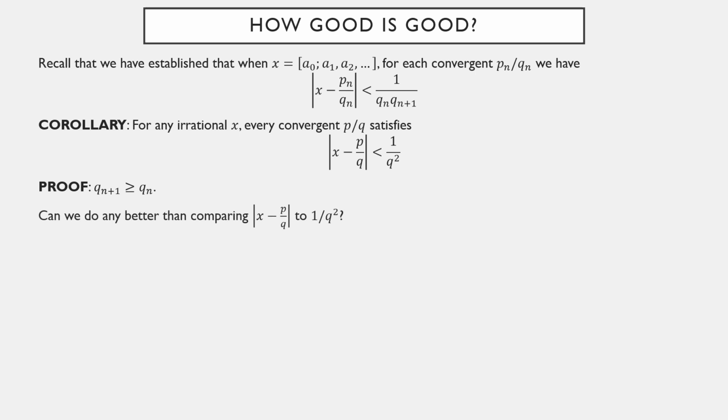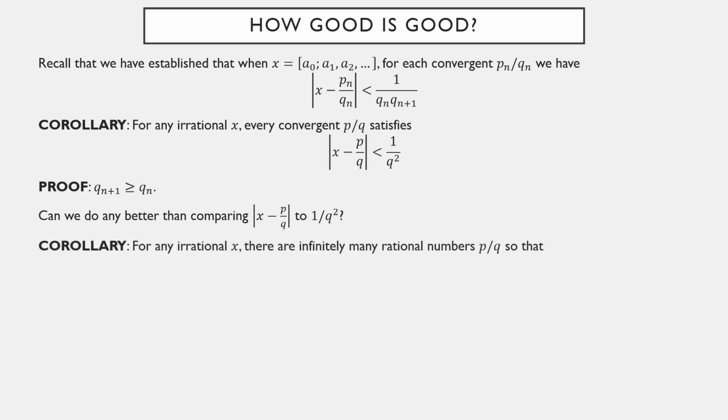But can we do better? Can we guarantee that for an irrational x, there are rational numbers p over q so that that distance isn't just less than 1 over q squared, but less than something even smaller? Well, one thing we see is for any irrational x, there are infinitely many rational numbers p over q, so that the distance from x to p over q isn't just less than 1 over q squared, but actually less than half that.